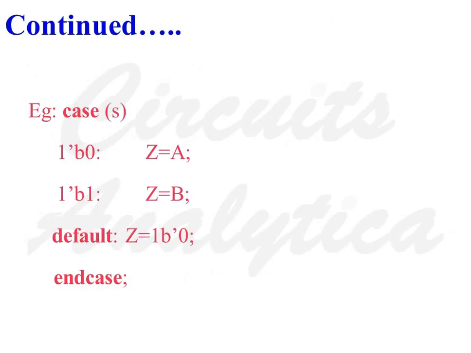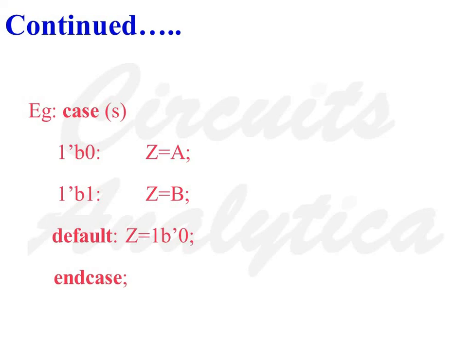Let us consider an example. case (S) 1'b0: z = A; 1'b1: z = B; default: z = 1'b0; Finally, endcase, which indicates the ending of the case block.